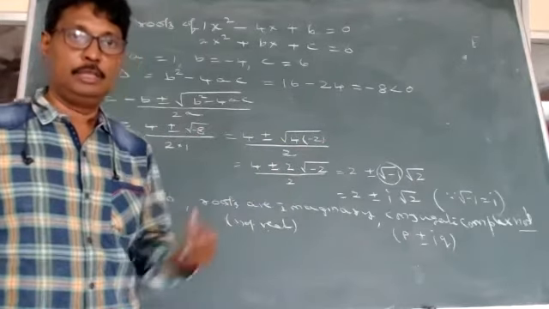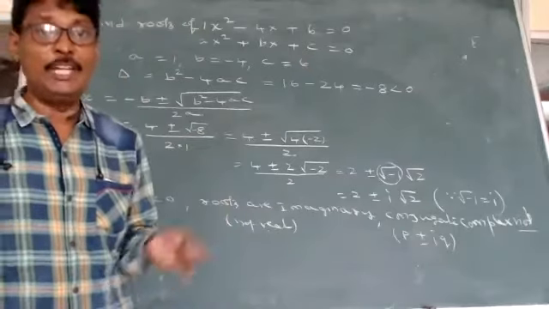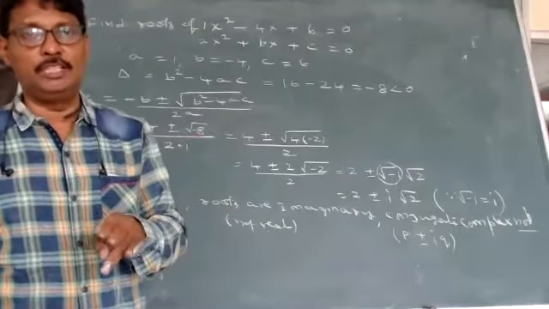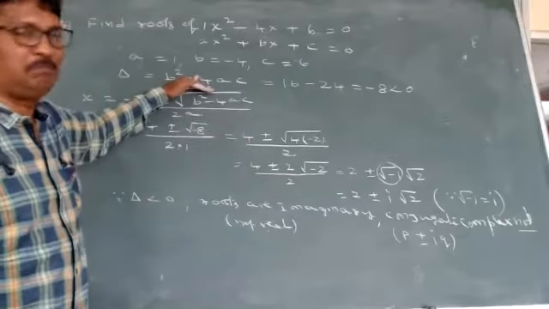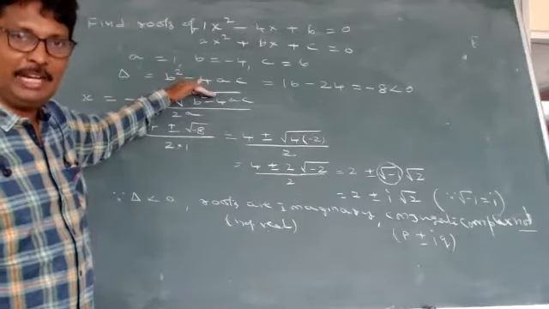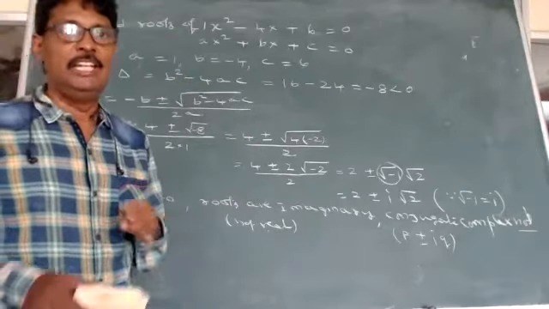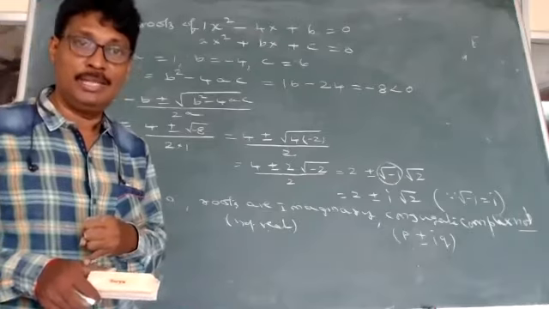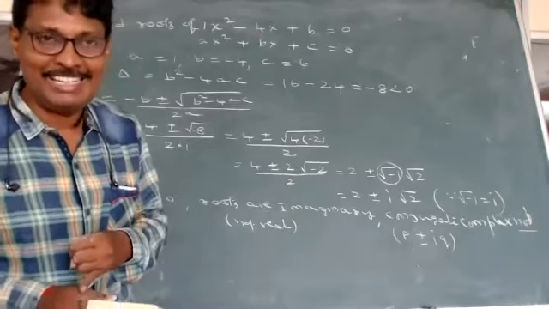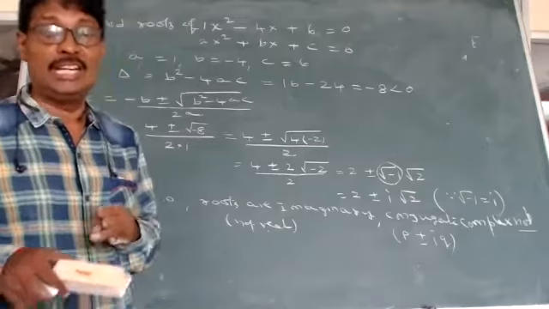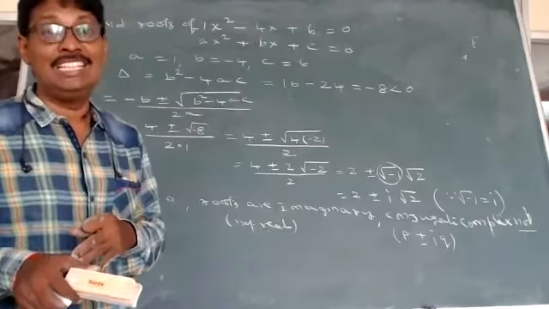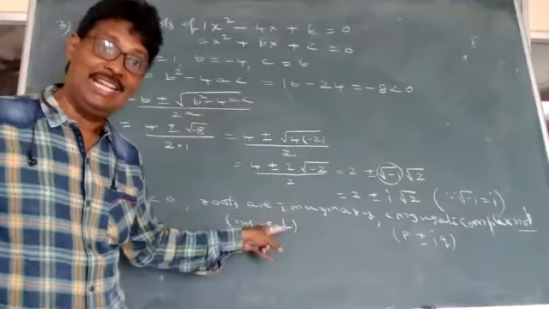Number 2, find the nature of the roots without solving, just finding the value of delta. Already you discussed it. If delta equal to 0, what will happen? The roots are real and equal. If delta greater than 0, the roots are real and distinct. If delta less than 0, the roots are not real.